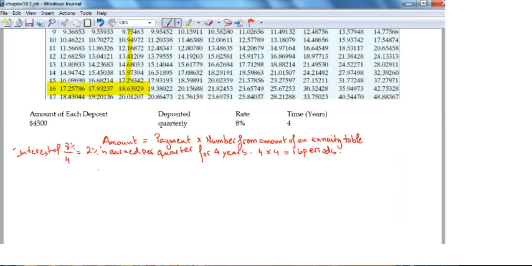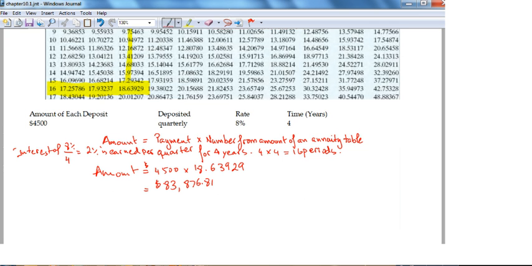So the amount would be the payment of 4,500 times this number from the table, which is 18.63929. If I multiply these two, we will get the amount of 83,876.81, rounded.